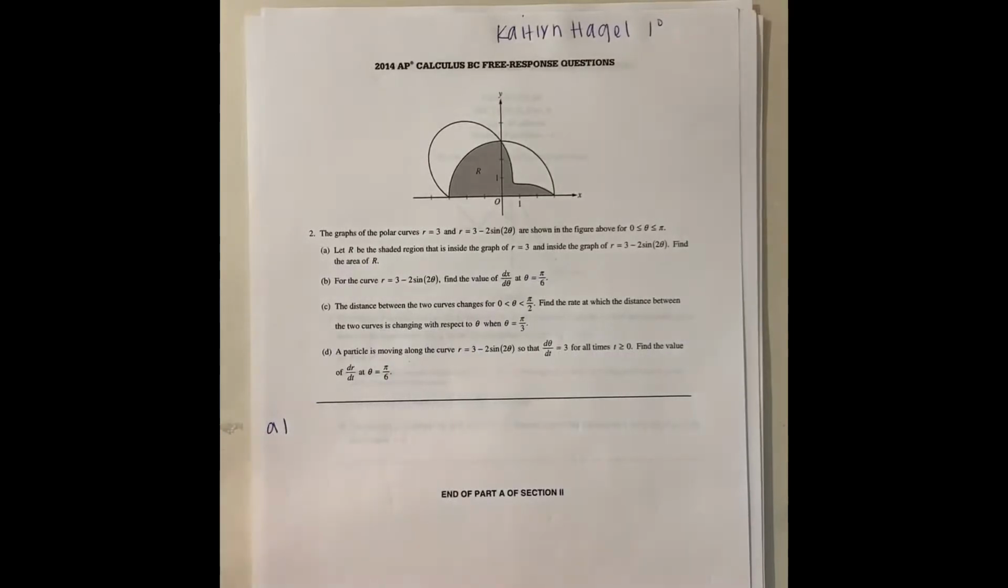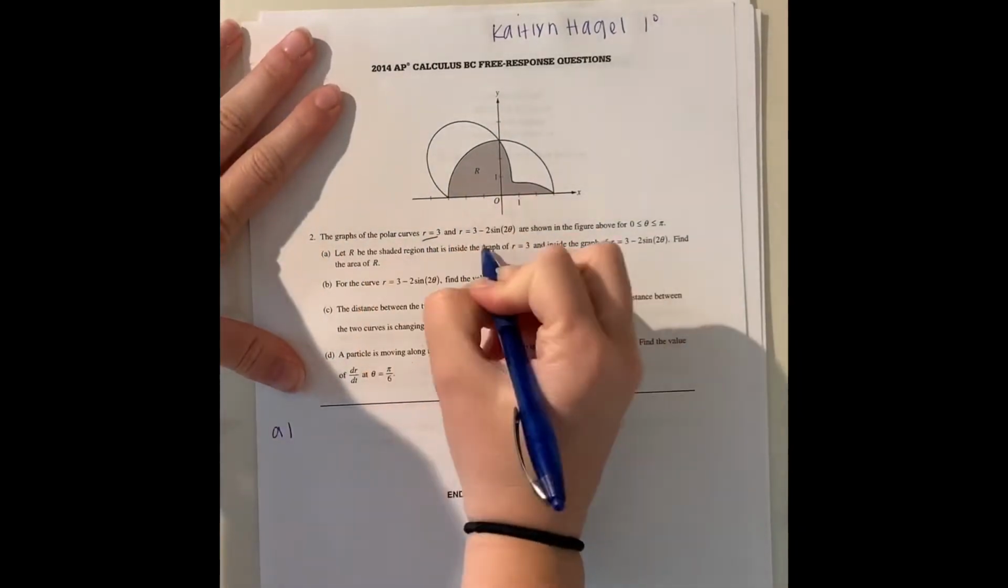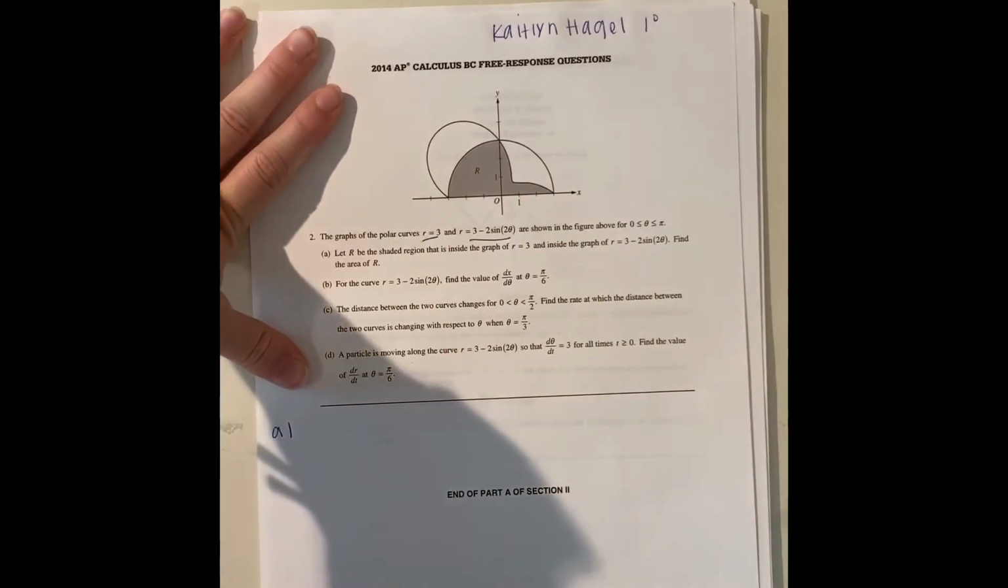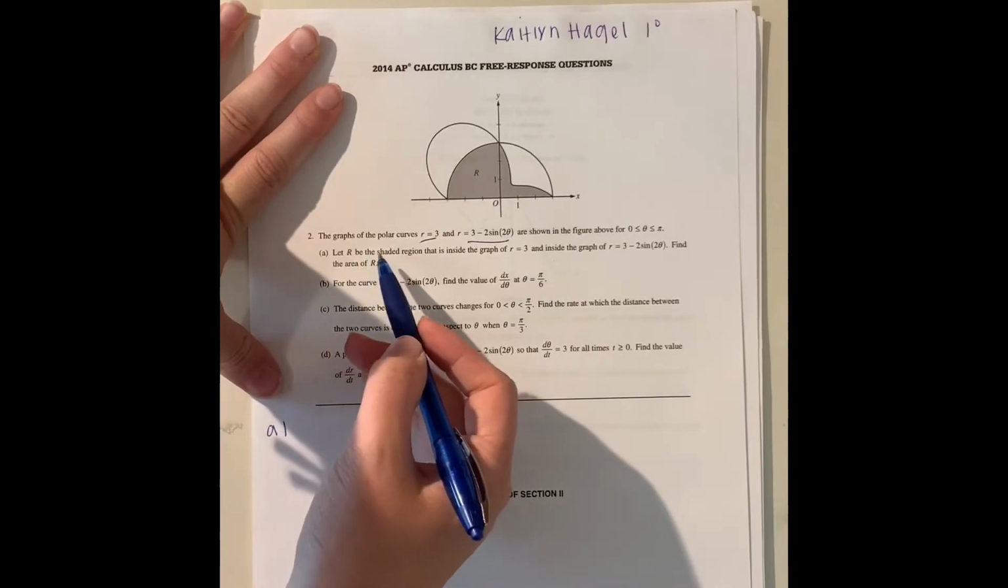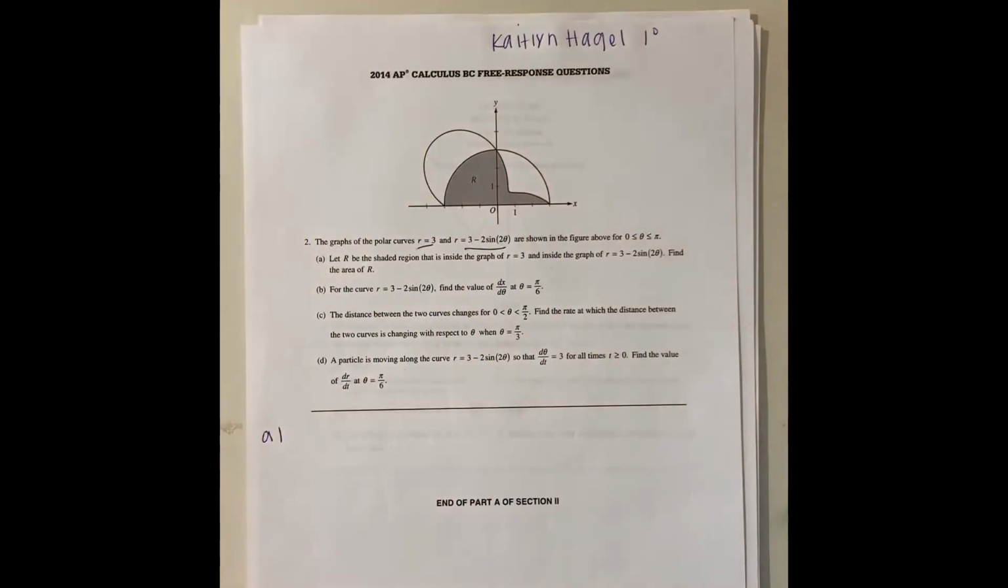Okay, question 2. The graphs of the polar curves r equals 3 and r equals 3 minus 2 sine theta are shown in the figure above for 0 to pi. Okay, A. Let R be the shaded region that is inside the graph of r equals 3 and inside the graph of r equals 3 minus 2 sine 2 theta. Find the area of R.